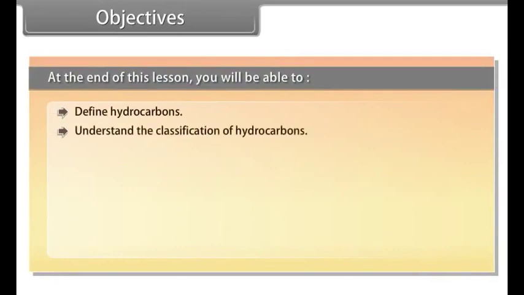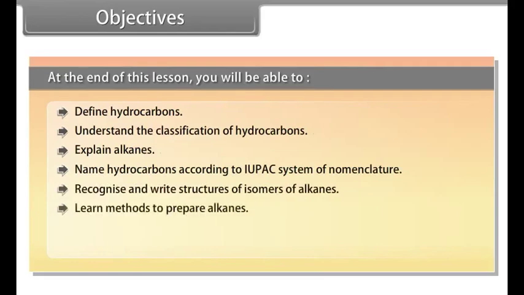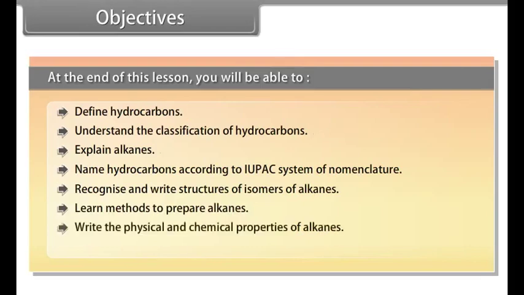Objectives. At the end of this lesson, you will be able to define hydrocarbons, understand the classification of hydrocarbons, explain alkanes, name hydrocarbons according to the IUPAC system of nomenclature, recognize and write structure of isomers of alkanes, learn methods to prepare alkanes, write the physical and chemical properties of alkanes, and explain the conformations of ethane.